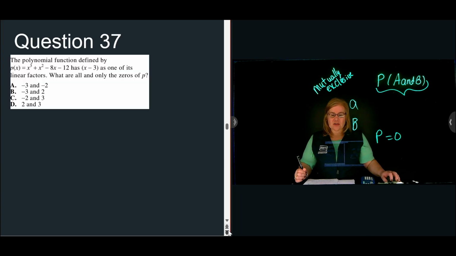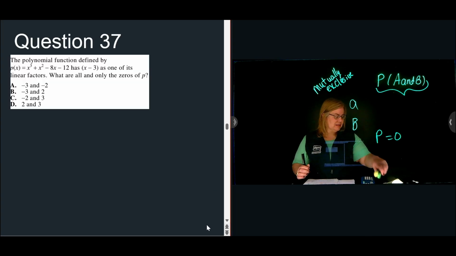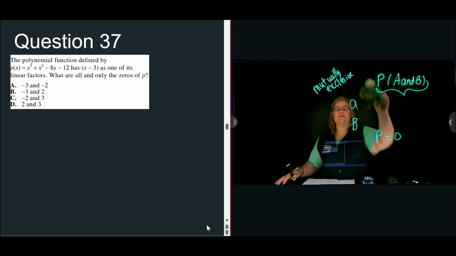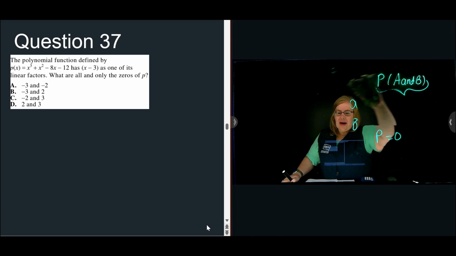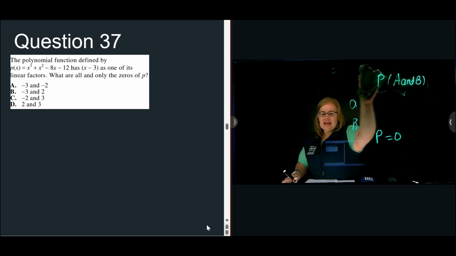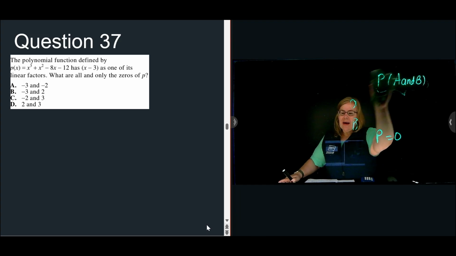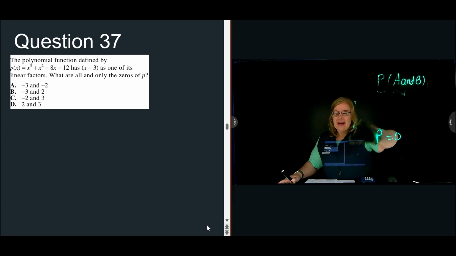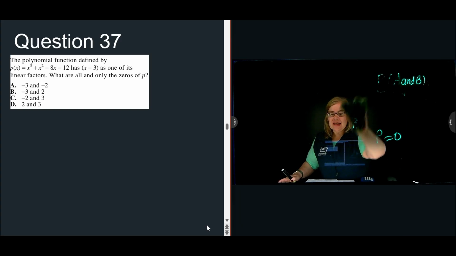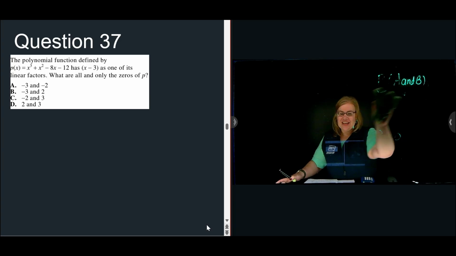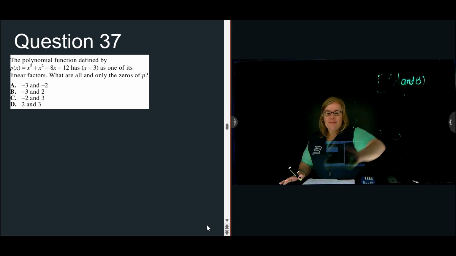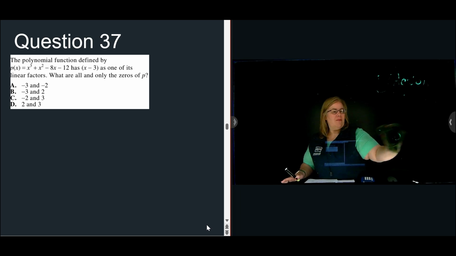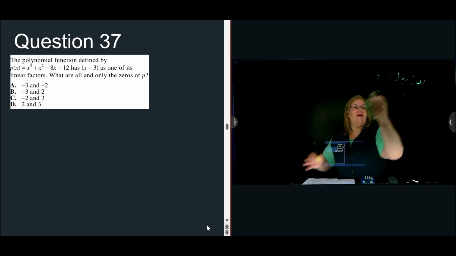All right, so let's look at our next one while I erase this. The next one says, the polynomial function defined by p of x equals x to the third plus x squared minus 8x minus 12 has x minus 3 as one of its linear factors. What are all and only the zeros of p?